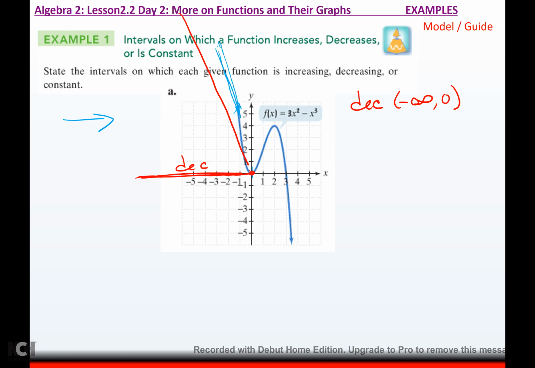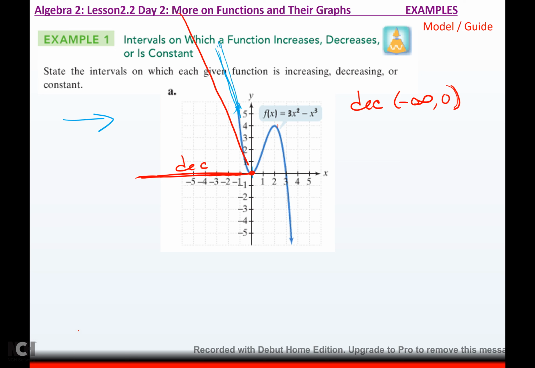I'm not really sure what MyMathLab is going to do. I don't know if they consider that. Me personally, I don't consider it included because it's not decreasing or increasing there. That's its turning point. So I'm going to go with a round bracket, but I could be mistaken. I don't know what it is going to do. Someone should let me know.